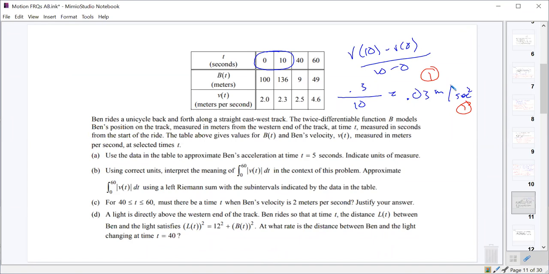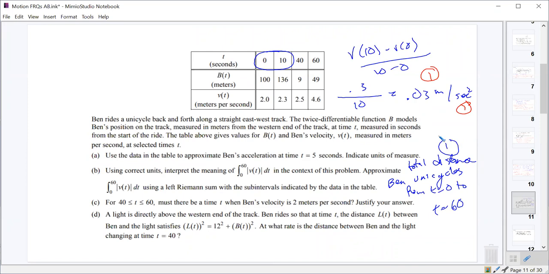Part B then says, using correct units, interpret the meaning of the integral from 0 to 60 of the absolute value of v. Well, we know that's the integral of speed, and the integral of speed is distance traveled. So that's the total distance in unicycles from t equals 0 to t equals 60. That's the first part of part B. So that's 1 point for that.